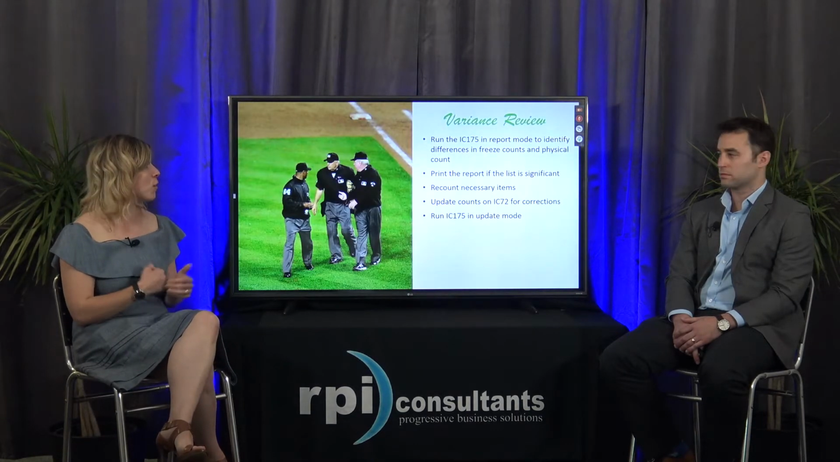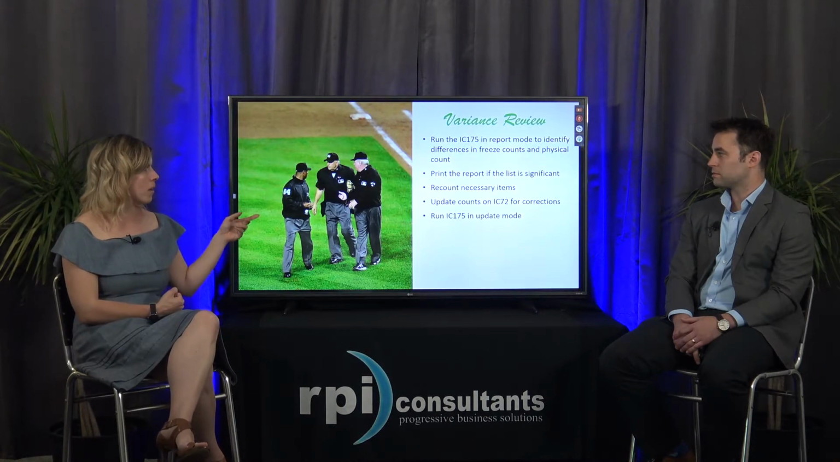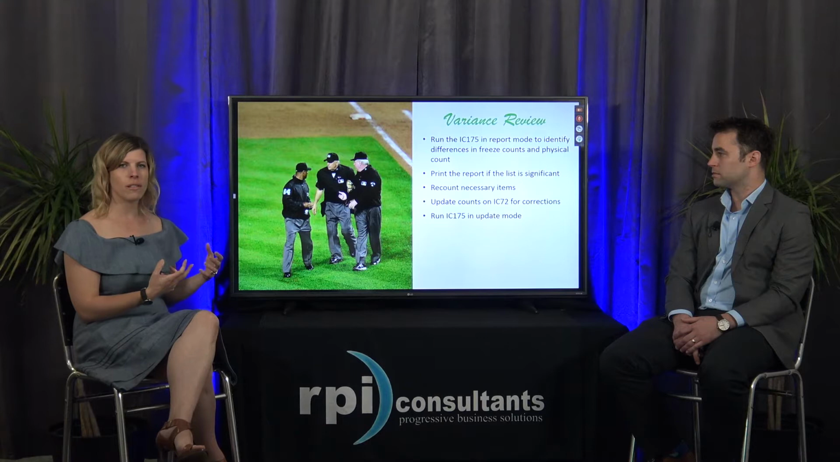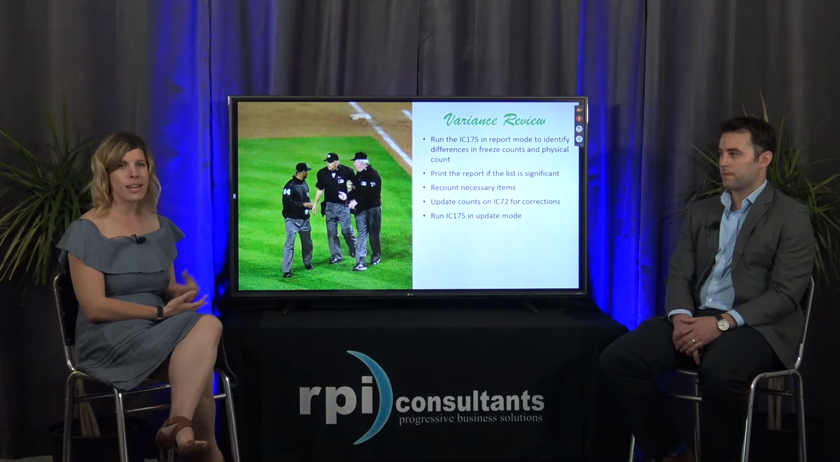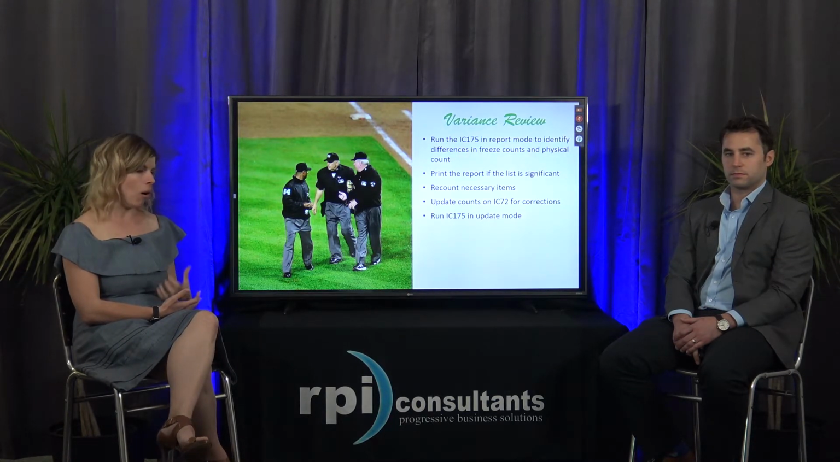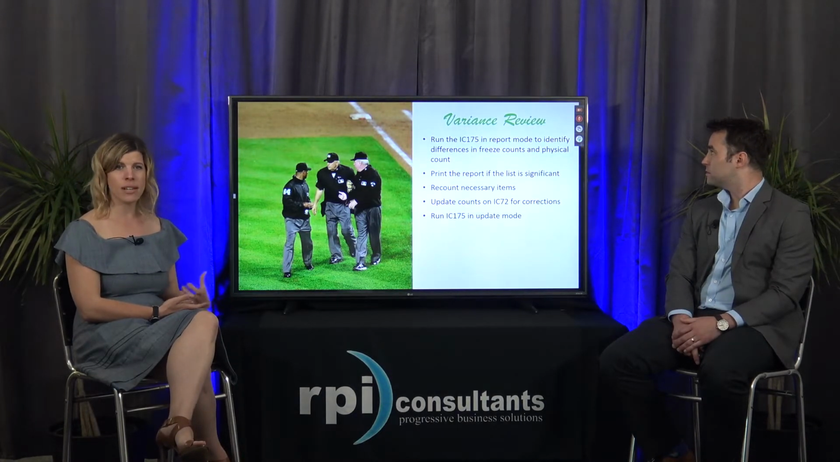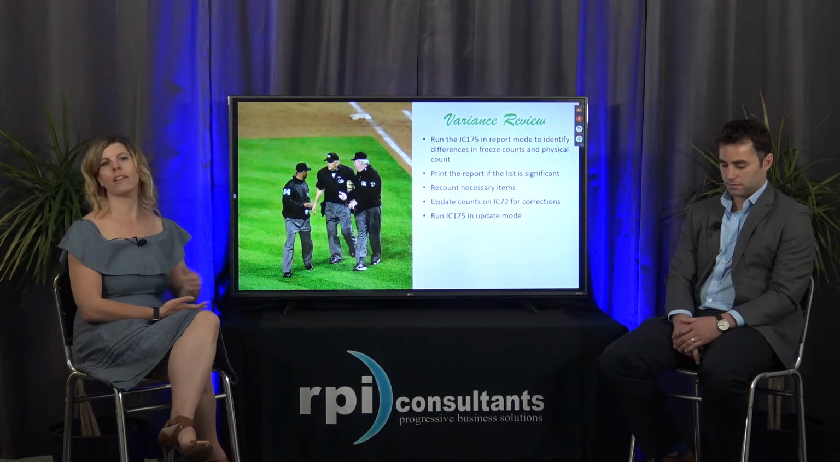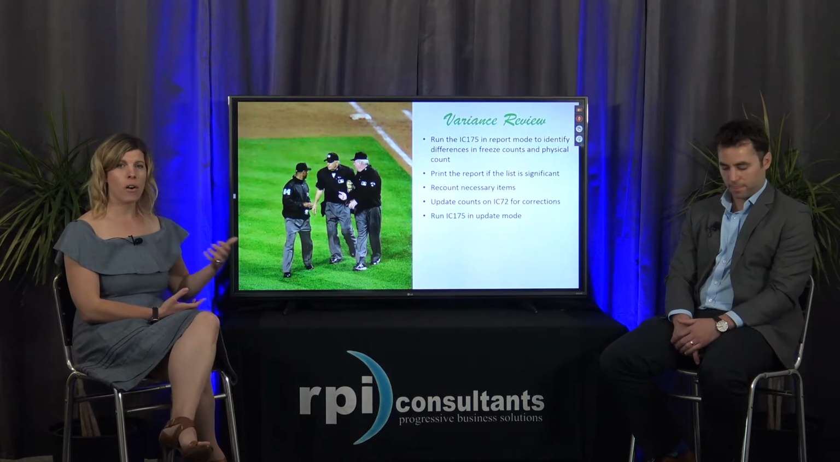So variance review, very, very important. Like we just talked about, just running in report mode gives you a little more visibility into some of the counts that are occurring before updating everything in the system. It will also provide you a recount list if you've missed any products in their count. You can utilize IC72 for any kind of corrections.